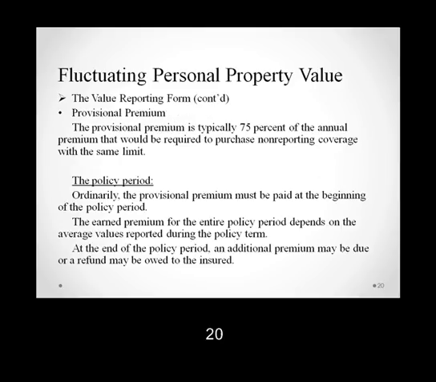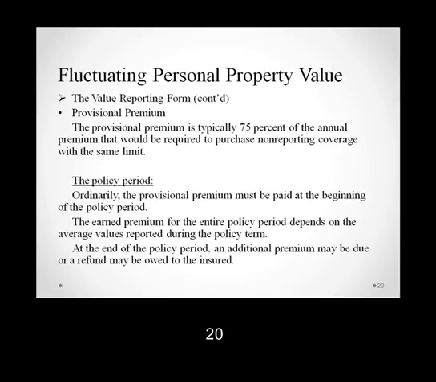Now, we said that there is something called provisional premium. What does that mean? You have to submit your premium at the beginning of your policy period. However, you would never be able to know how much inventory you have during that time period until the last day of the policy period. Therefore, the insurance company will say you only have to pay 75% of the premium at the beginning.